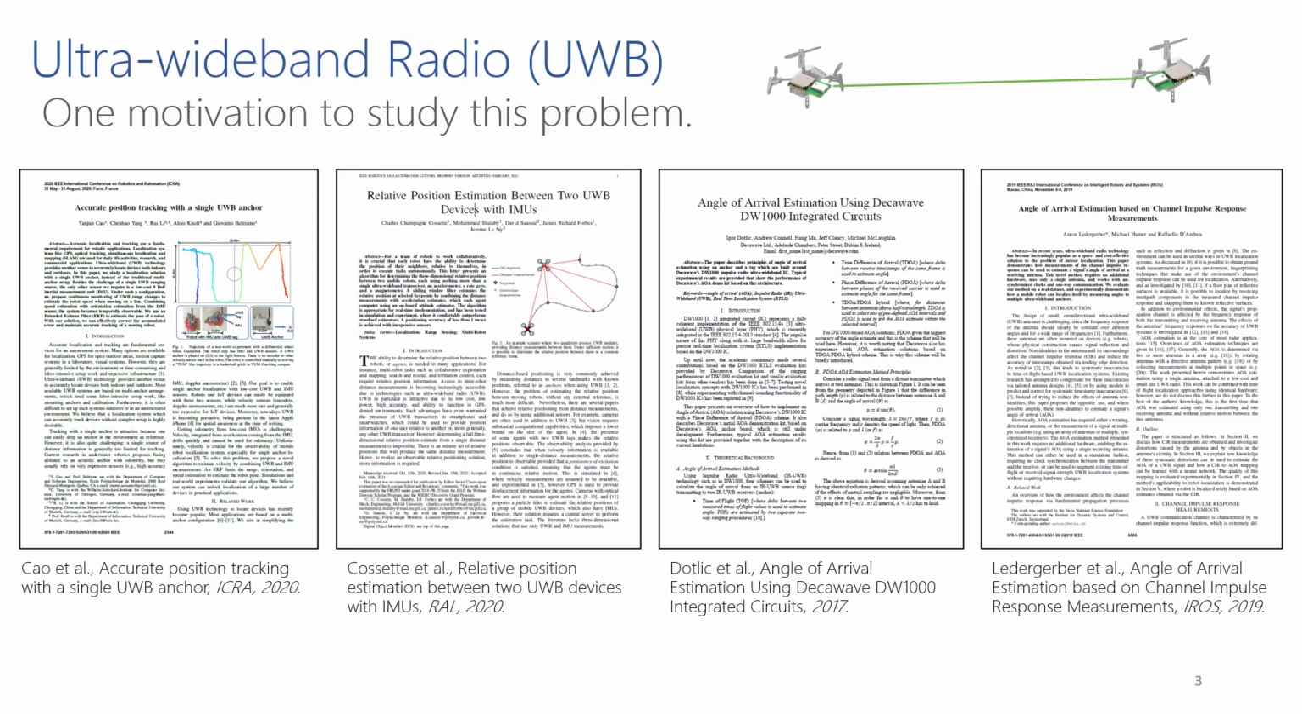Furthermore, there are recent methods that attempt to determine the angle of arrival of a UWB signal, which is effectively an azimuth measurement between the two transceivers. The work by Daltic and the Decawave team used two antennas on the same UWB board, whereas the work by Leder-Gerber looks at the channel impulse response along with a deep learning approach to estimate the angle of arrival of the UWB signal.